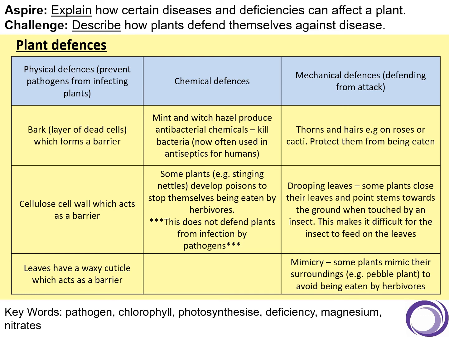And then the next one, mechanical defences. These are defending from attack. Thorns and hairs on roses or cacti protect them from being eaten. Drooping leaves: some plants close their leaves and point stems towards the ground when touched by an insect, so this makes it difficult for the insects to feed on their leaves. And then mimicry: some plants mimic their surroundings, for example a pebble plant, to avoid being eaten by herbivores.